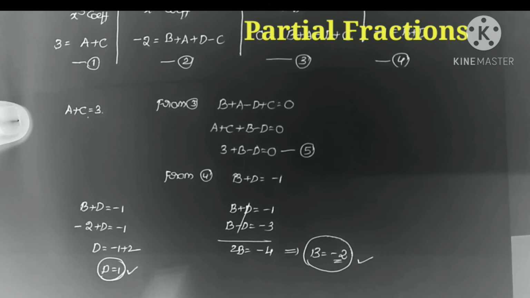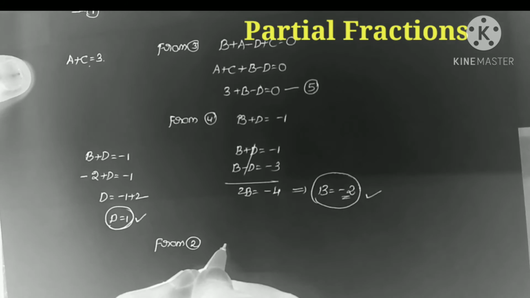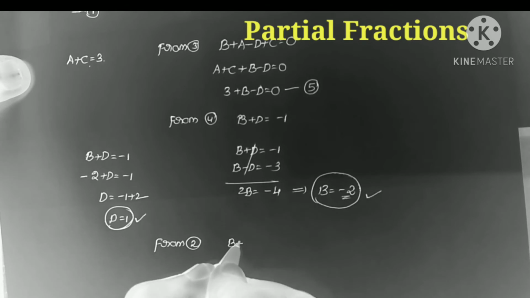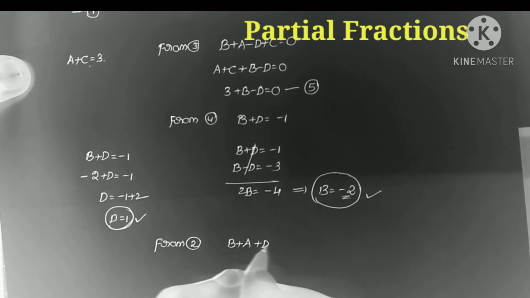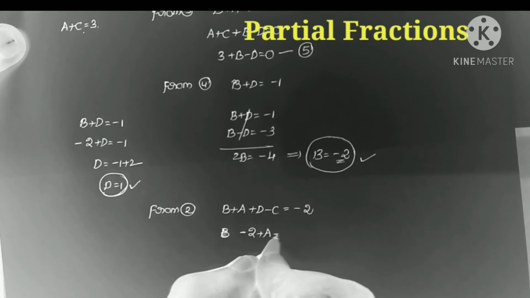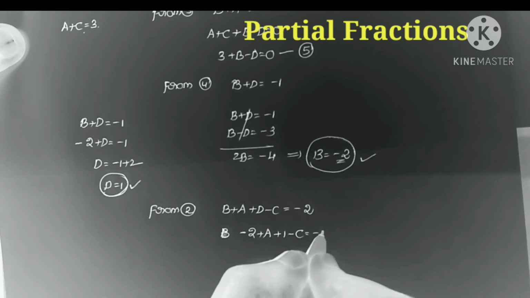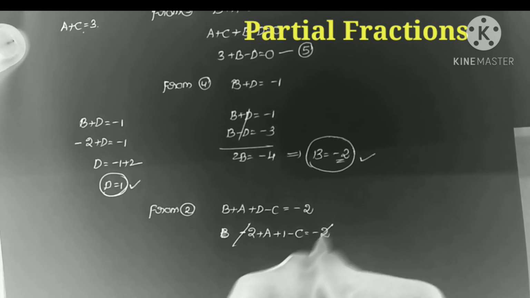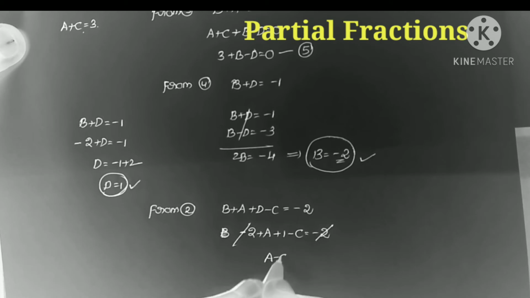Now we replace these two values in the second equation. What is the second equation? b plus a plus d minus c is equal to minus 2. Now what is the b value? Minus 2 plus a. What is the d value? Plus 1 minus c is equal to minus 2. Here minus 2 gets cancelled. So the equation is a minus c is equal to minus 1.